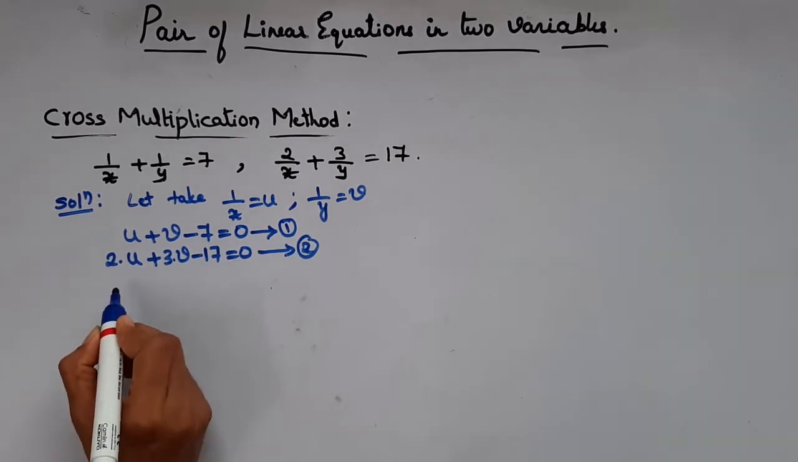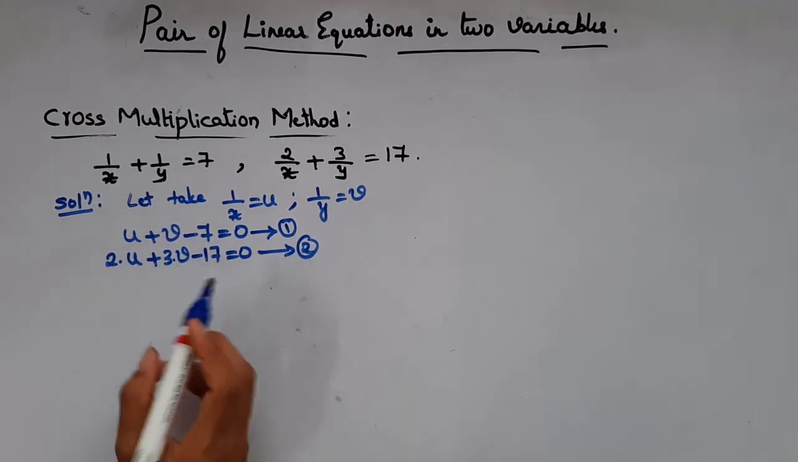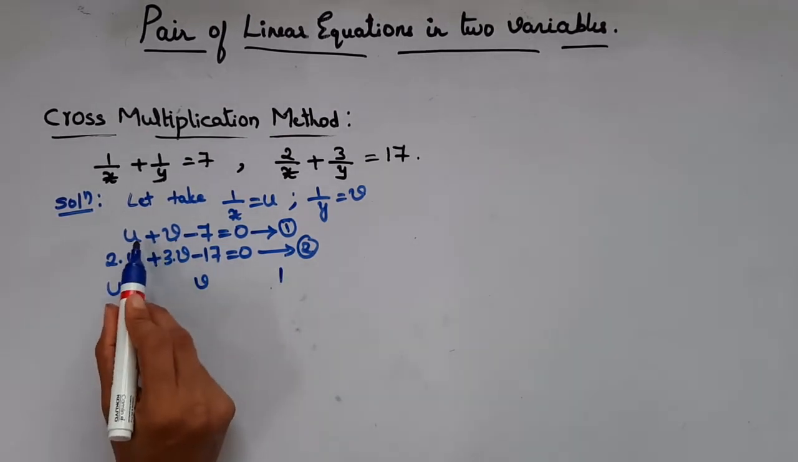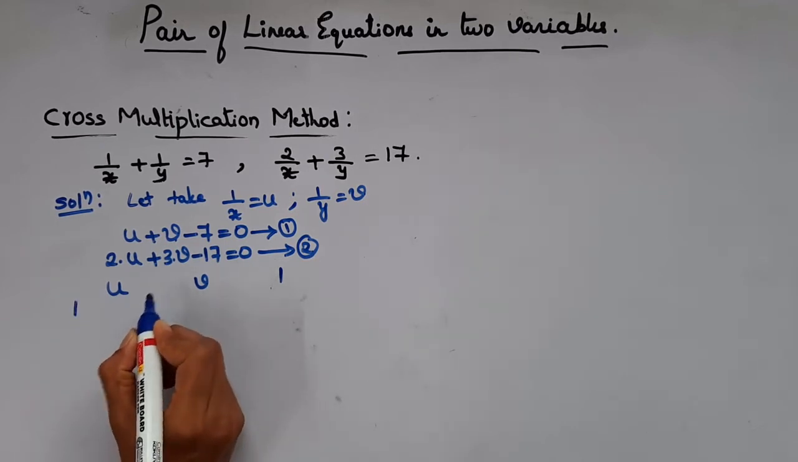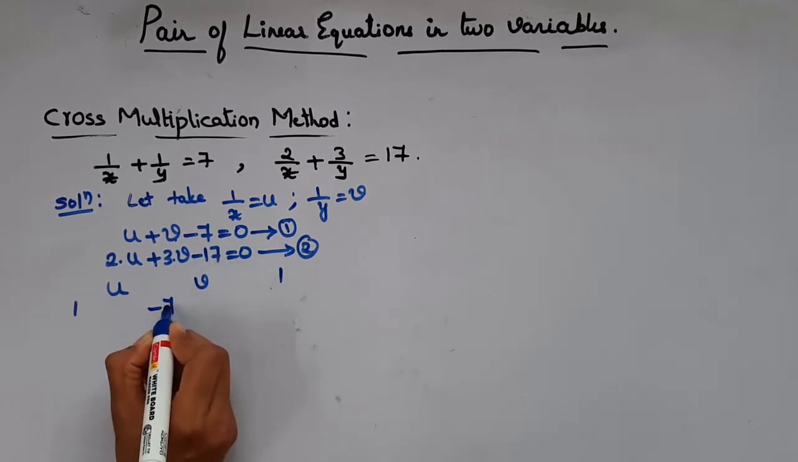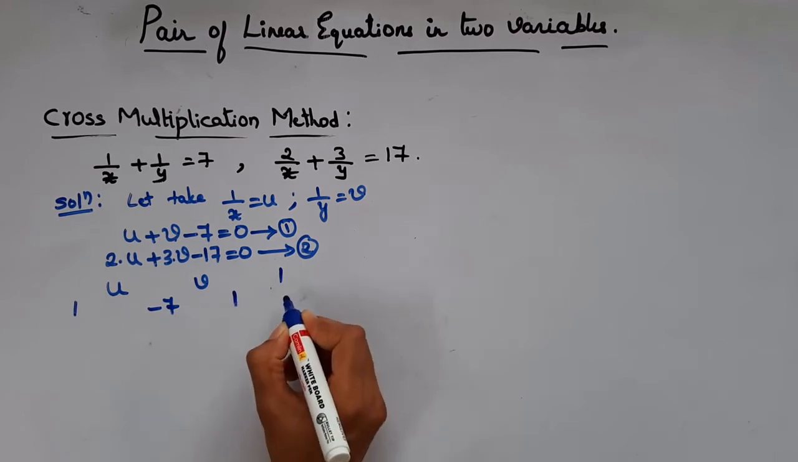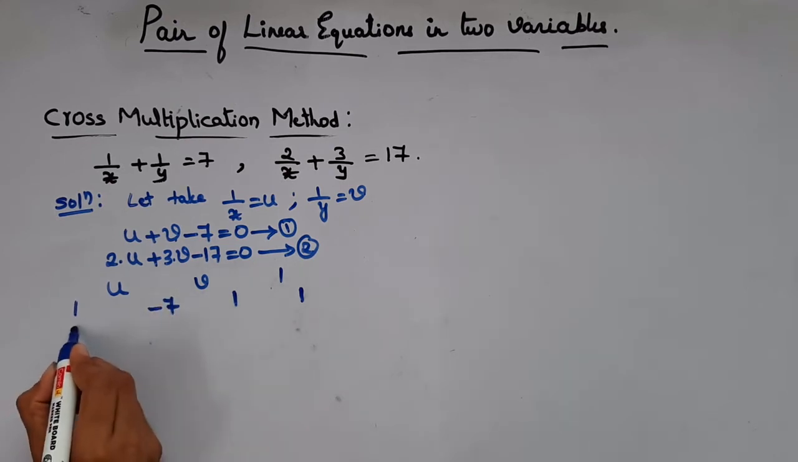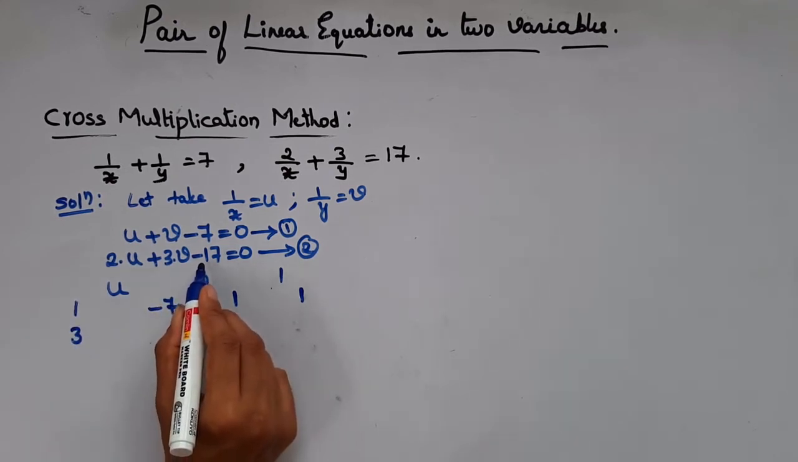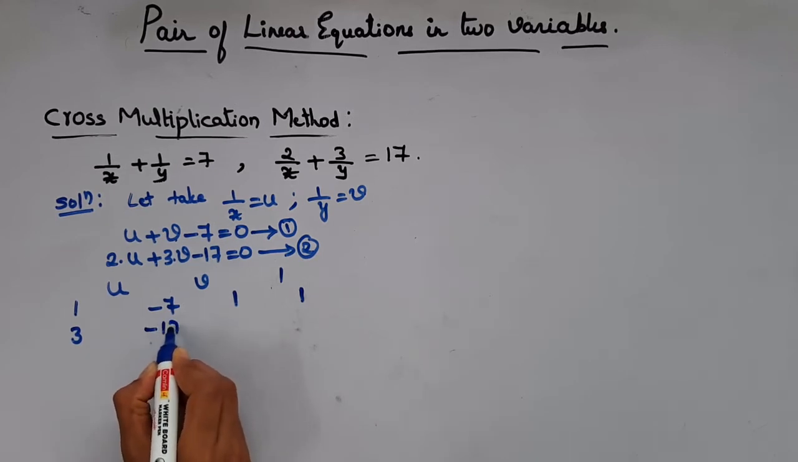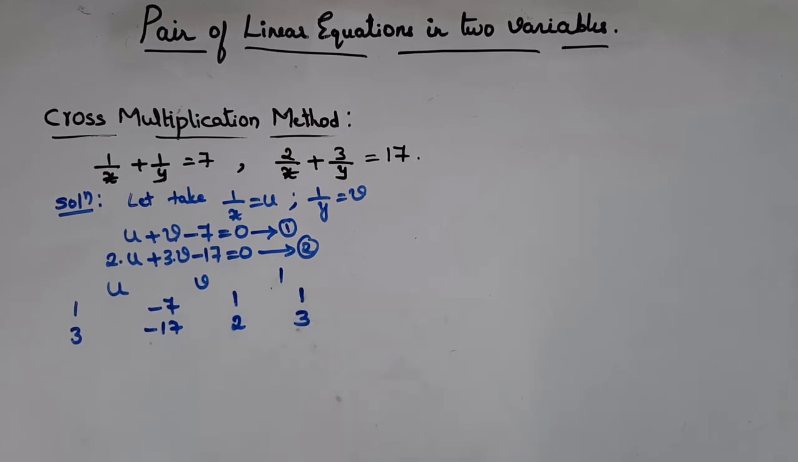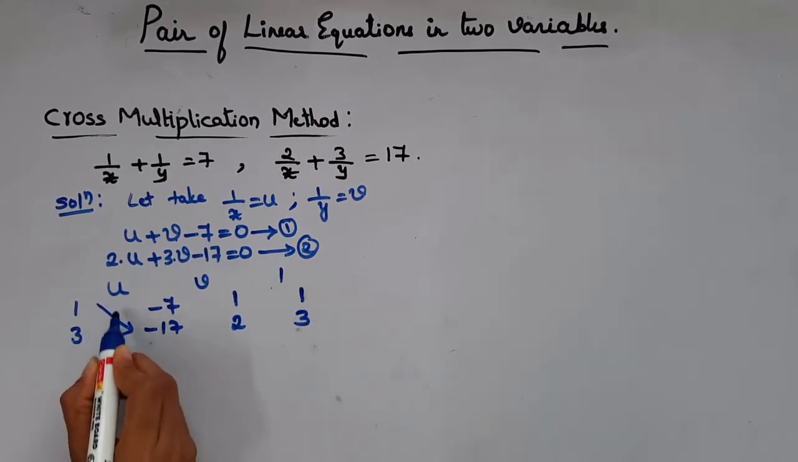So from the diagram we know, here the variables are u and v, right? So you have to write u, v and 1. So here b1 is 1 and your c1 is minus 7, a1 is 1 and your b1 is 1, right? And for equation 2, your b2 is 3 and your c2 is minus 17 and your a2 is 2 and your b2 is 3, right? So now you have to multiply in this way.